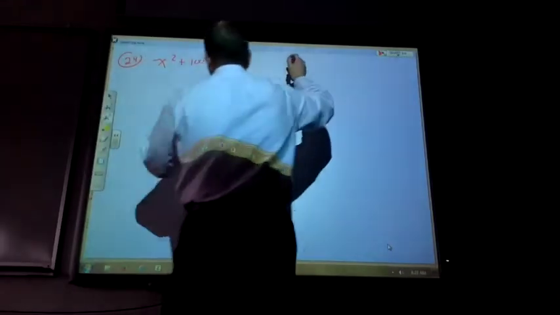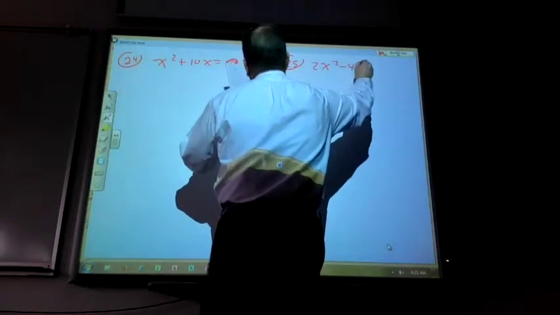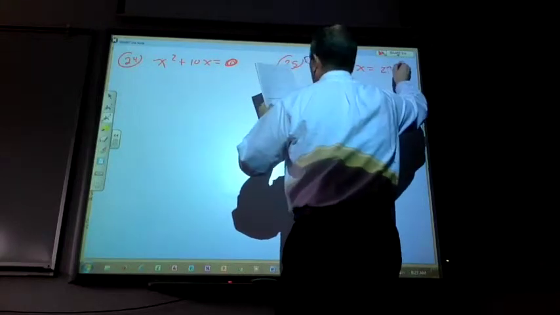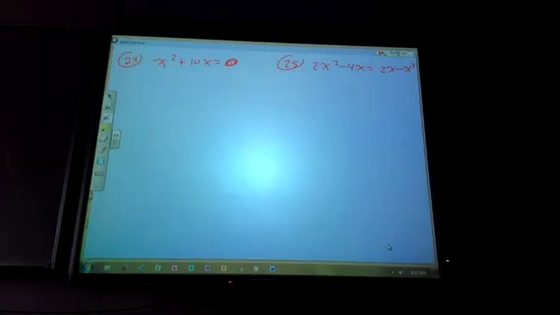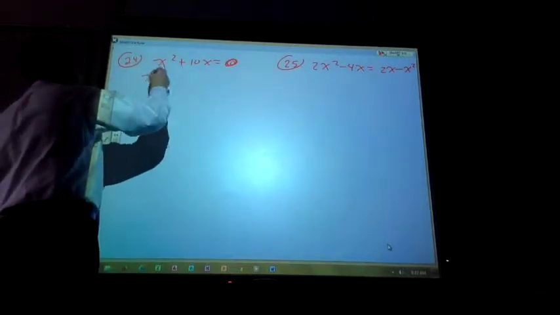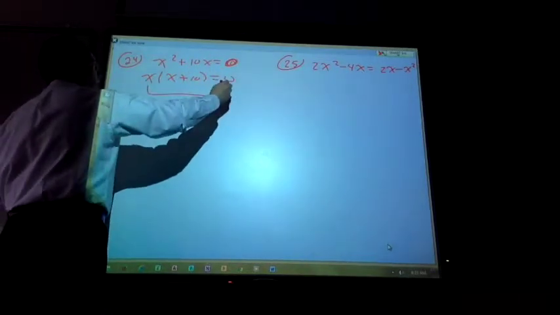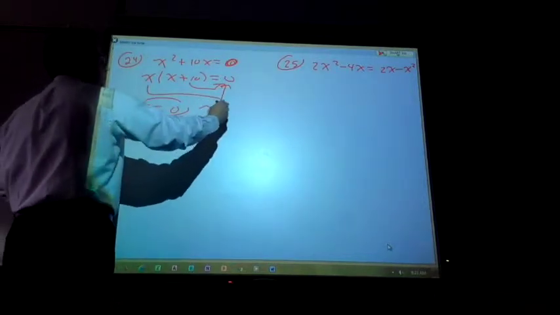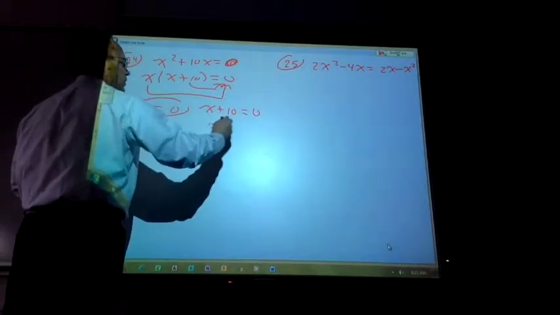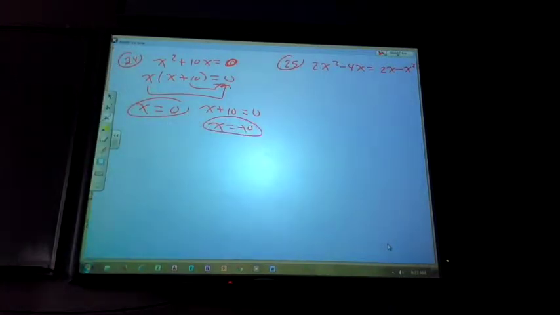24. Problem 24. All I have is a GCF. Takes it down to 2 terms. And then set each of these equal to 0. So I have x equals 0. That's one answer. And then x plus 10 equals 0. So x equals negative 10. That's your other answer, and that's all you have to do on that one.